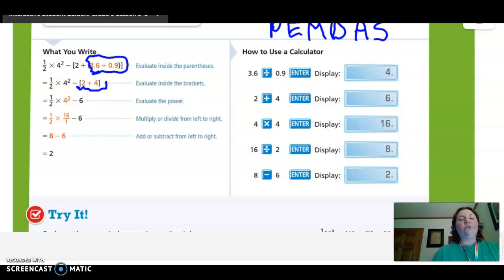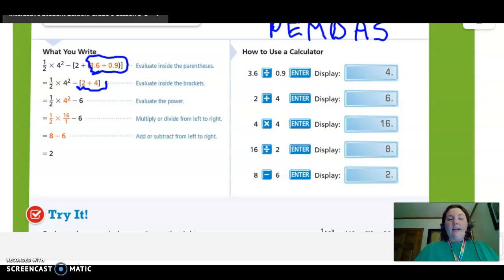Brackets count just like parentheses, and 2 plus 4 is 6. Next, we deal with the power, which is really our exponent. 4 squared is the same as 4 times 4, which is 16. Now you'll notice they wrote 16 as a fraction. 16 as a fraction is 16 over 1.